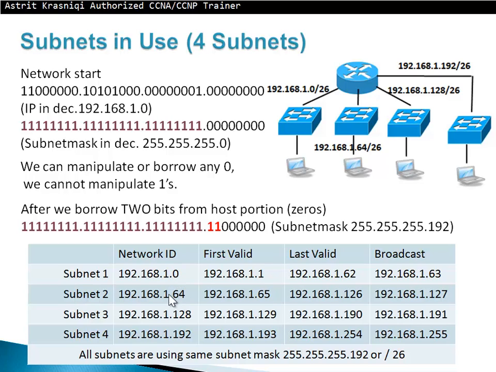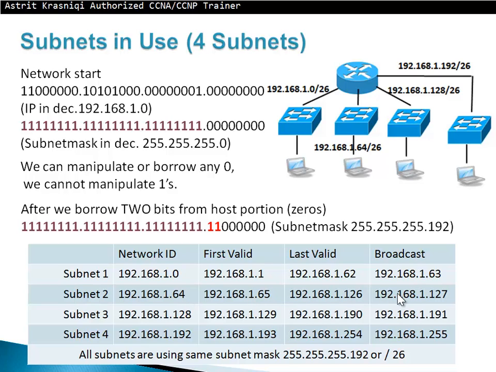So 0 plus 64 is 64. So the broadcast address is the subnet 2 network ID minus 1. That's the broadcast address for subnet 1. So 192.168.1.63, and the last valid address is 62. Then subnet 2, first valid address is 192.168.1.65.